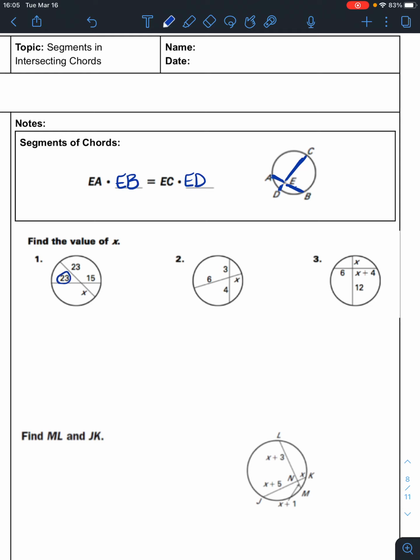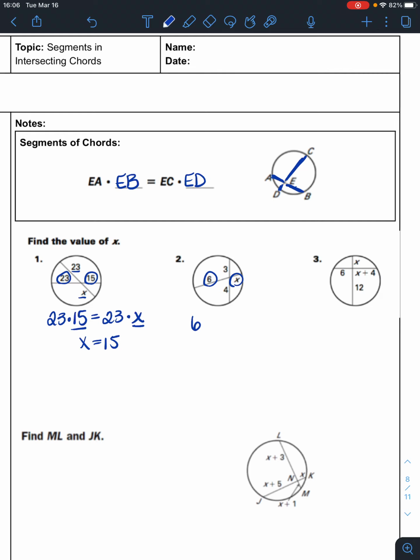So we look at how we set this up. I have 23 and 15, and then I have X and 23. So you would say 23 times 15 is equal to 23 times X. Well, we could go through the math, but it's very easy to see with this one in particular that X has to be 15. There's no sense in even doing any of the math since everything is identical except for that X. So X is 15.